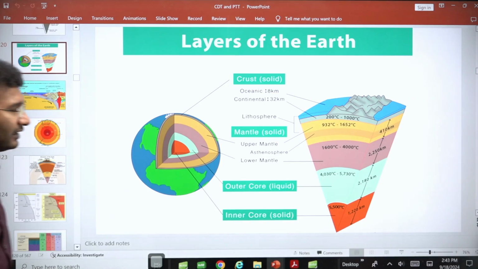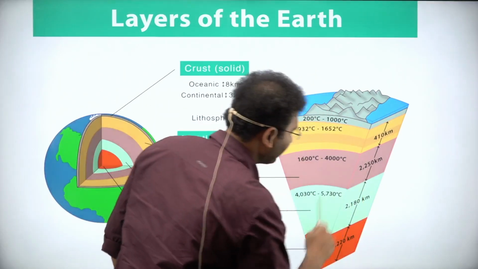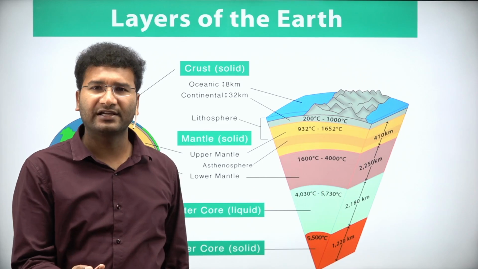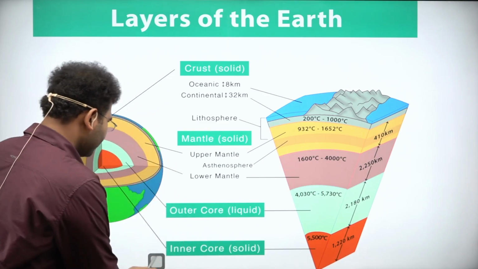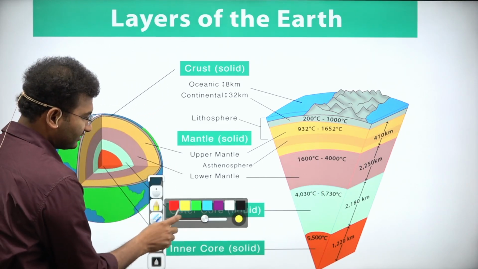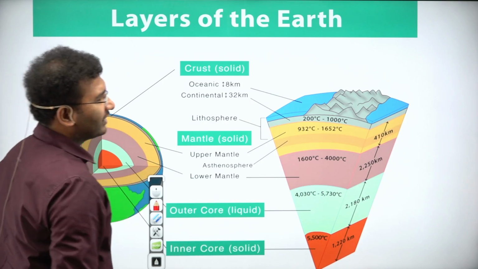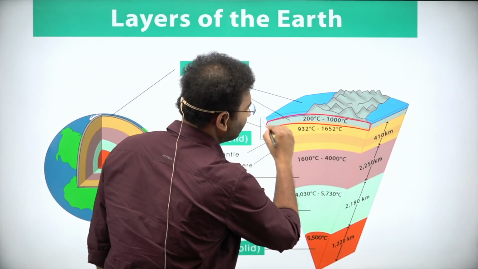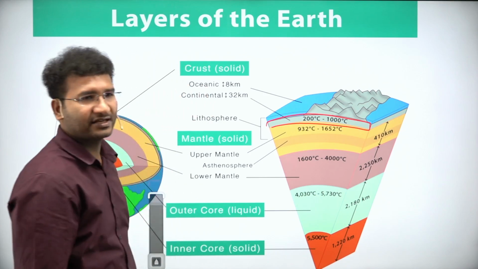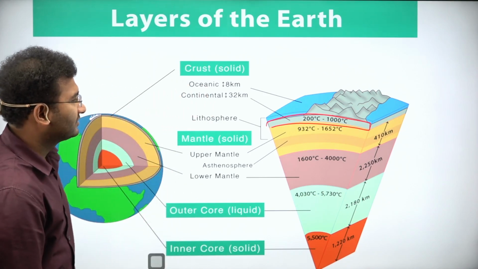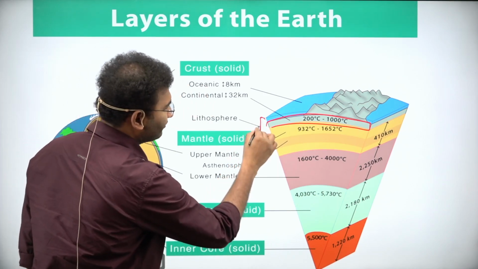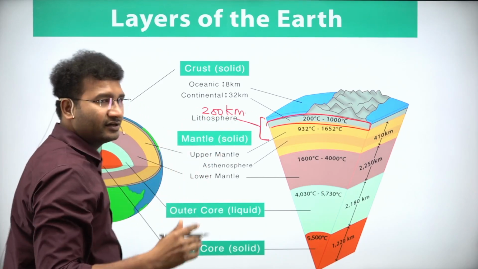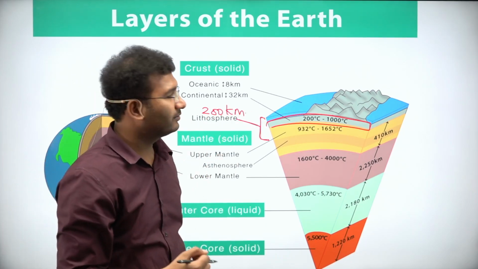Now lastly, I wanted to tell you at what depth what layers are found. This is purely factual. Okay? Look at this. The temperature of the crust can go up to 1000 degrees Celsius. And see, lithosphere can go up to a depth of 200 kilometers. Okay? Until 200 kilometers your lithosphere depth can be there.